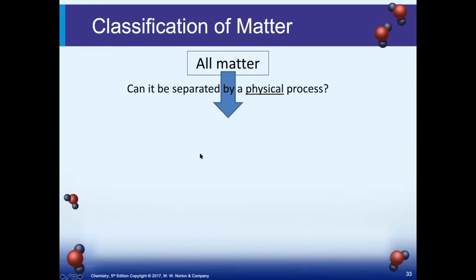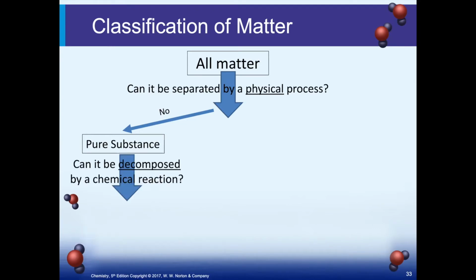Okay, so what we're going to do is develop a flow chart. We're going to start with the idea that all matter can be classified in different ways. One way to classify it is to distinguish whether we're talking about a pure substance or a mixture. That depends on whether this lump of matter can be separated by some sort of physical process. If the answer is no, then what you have is a pure substance. If you can't separate the matter into at least two different groups, subgroups I guess you could call it, then it is a pure substance.